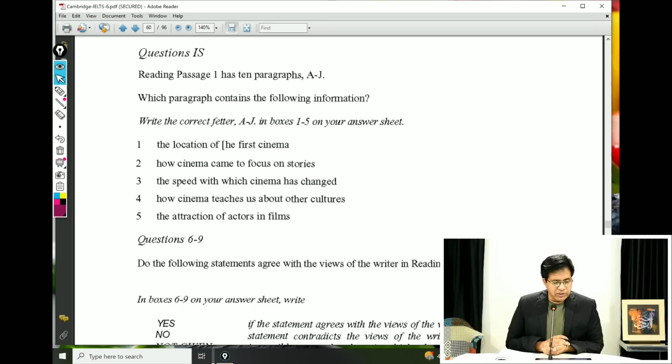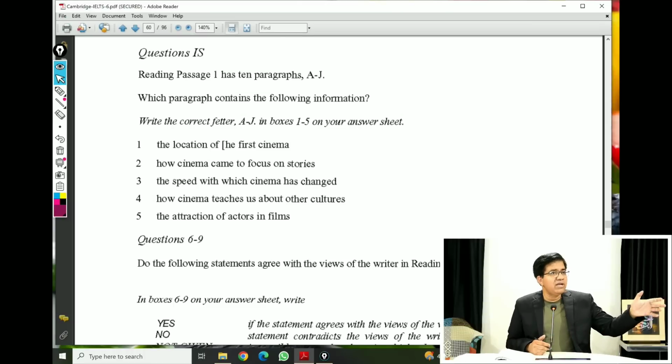Now we've got questions 1 to 5, and the question type is which paragraph contains the following information. This question type is type B. Type B means questions and answers are not in order. Type A means questions and answers are in order. So where questions and answers are in order, try to do those questions first. And where questions and answers are not in order, try to do such type of questions in the end of that passage. Because these questions will take all the time, number one.